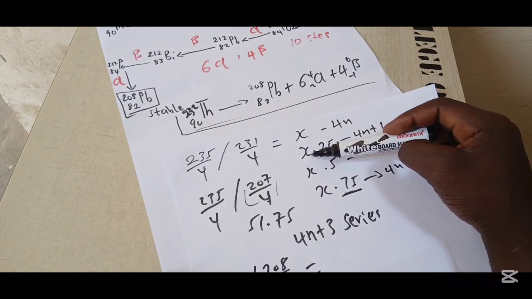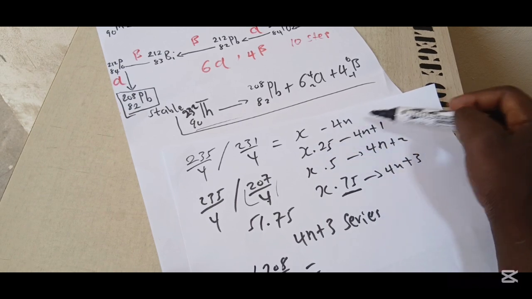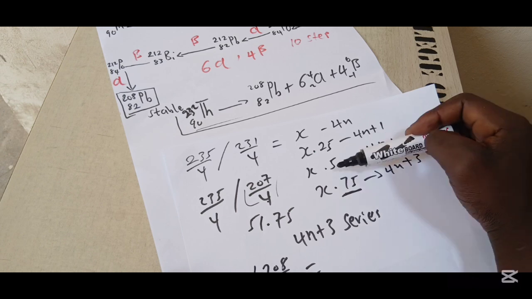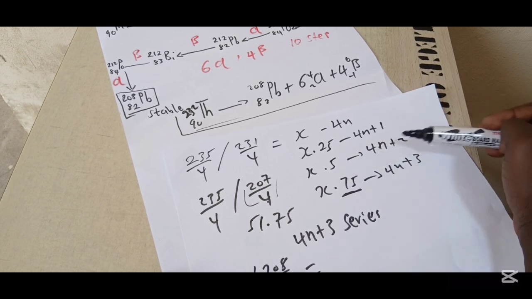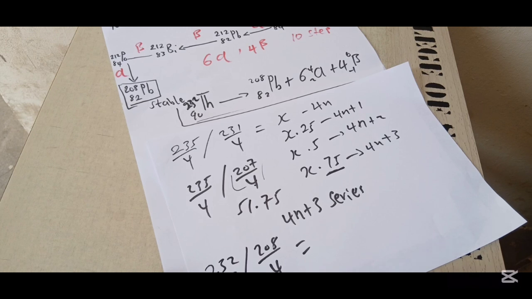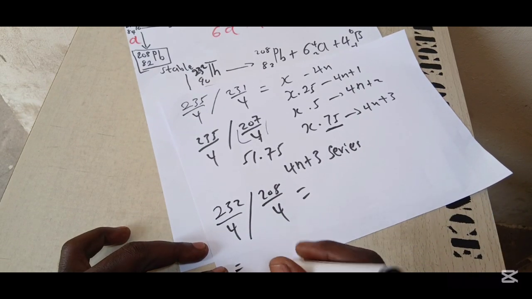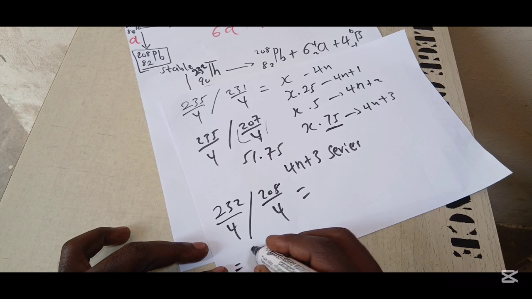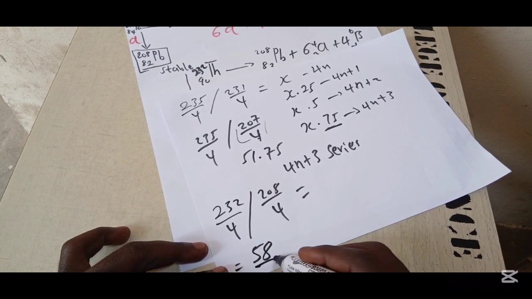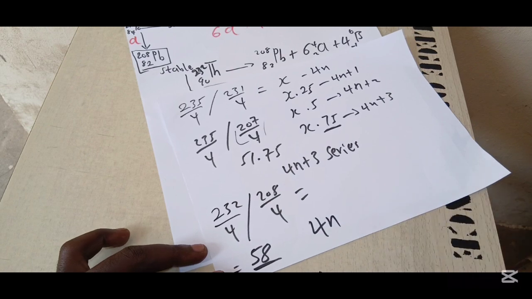If you get a decimal value and it is 0.25, then it is a 4N plus 1 series. 0.5 is a 4N plus 2 series, and 0.75 is a 4N plus 3 series. Looking at this, if we divide, I decide to take 234, and divide 234 by 4, it's going to give us exactly 58, which is a whole number. Therefore, this decay series is a 4N decay series.